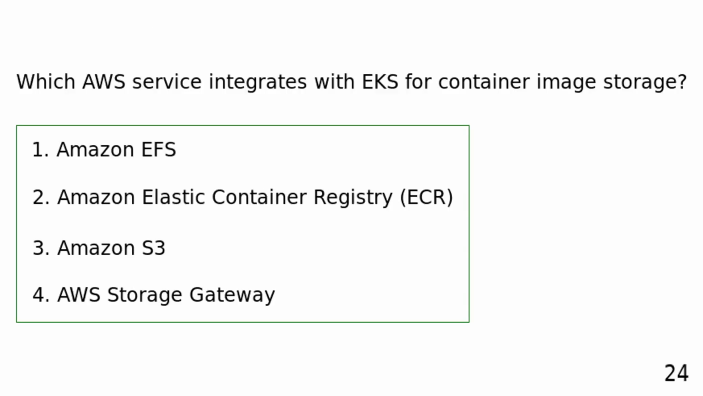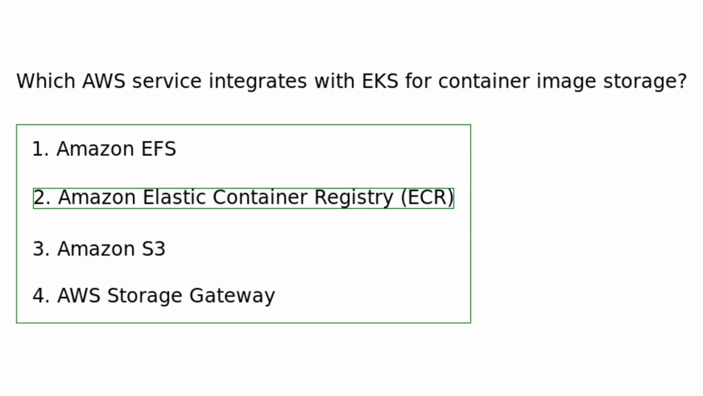Which AWS service integrates with EKS for container image storage? Amazon EFS. Amazon Elastic Container Registry. Amazon S3. AWS Storage Gateway. Amazon ECR is designed to store, manage, and deploy Docker container images, working seamlessly with EKS.